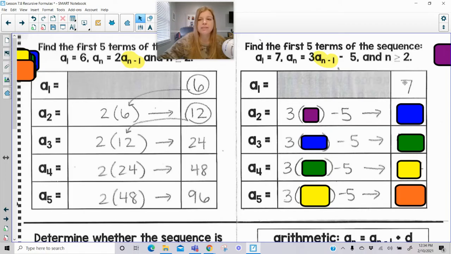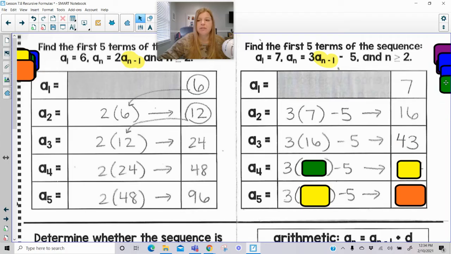So if my first term is 7, then to find the second term would be 3 times 7, and then I have to subtract 5. So 3 times 7 is 21, minus 5 is 16. Then to find the next term in the sequence, I take that 16 and I substitute it in for my value here. So 3 times 16 is 48. 48 minus 5 is 43. Then I need to do 3 times 43.